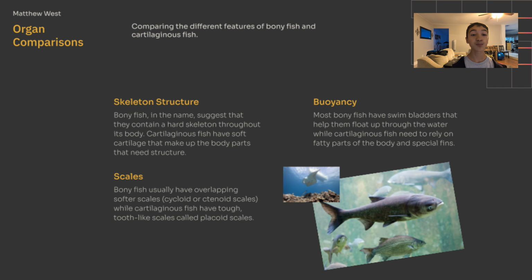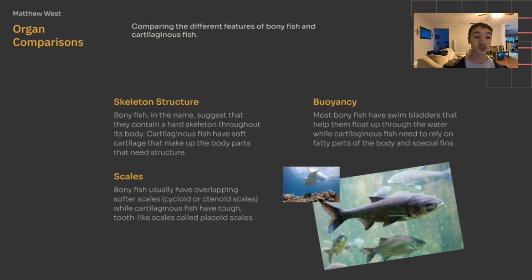For buoyancy, most bony fish have a swim bladder, which allows them to inflate and deflate depending on how high they want to rise in the water, while Chondrichthyes, or cartilaginous fish, need to rely on the fatty parts of their body and special fins.